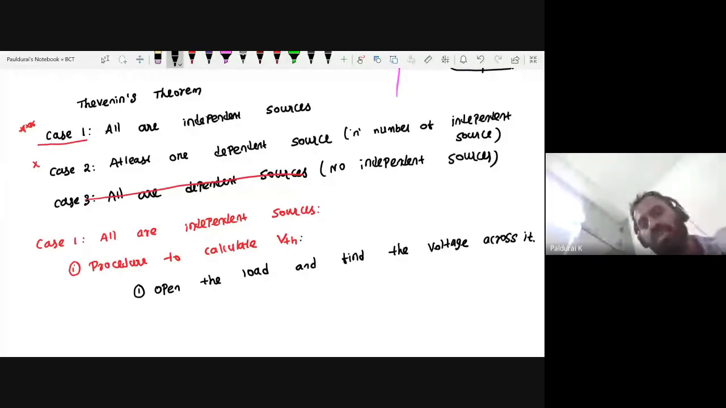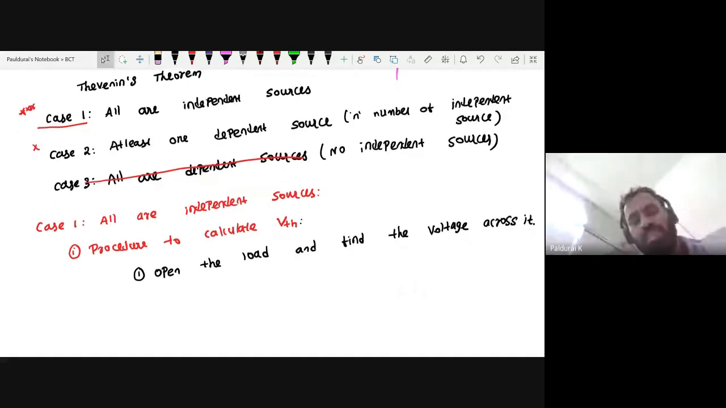So what do you want to do to calculate VTH? This is not a big procedure. I am just giving a procedure so that the explanation flows coherently. That's it. In future it will help you. You want to open the load and find the voltage across the opened circuit. Wherever you have opened, find the voltage at that place. That will give you VTH. When we solve, you can understand.